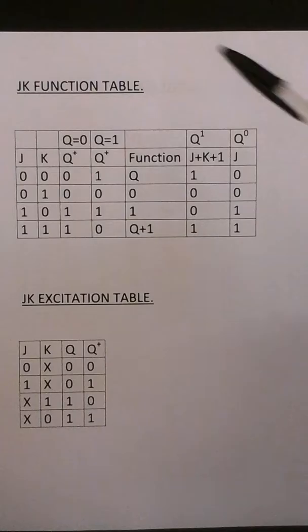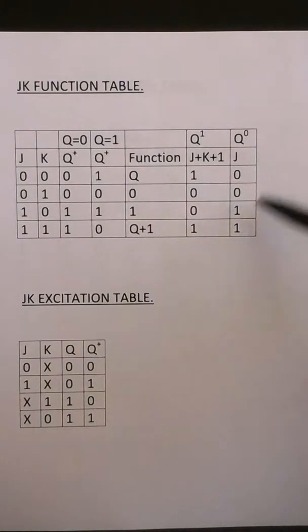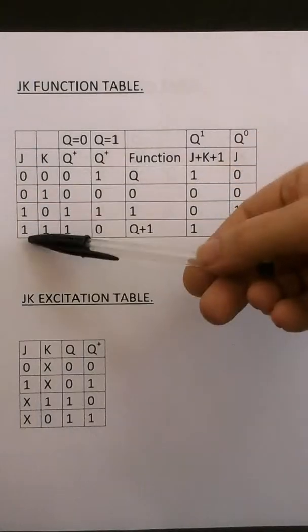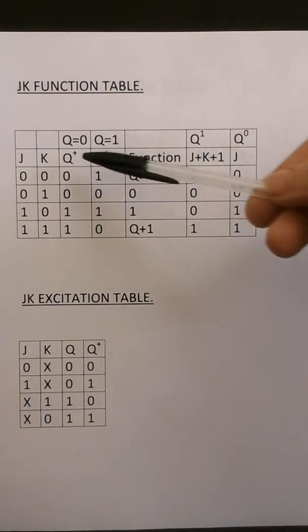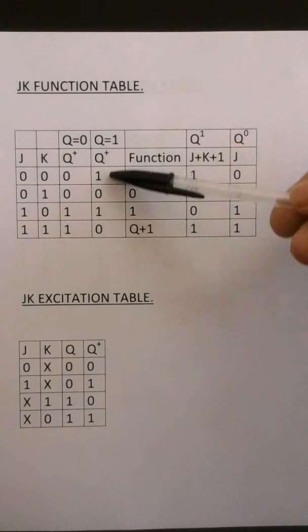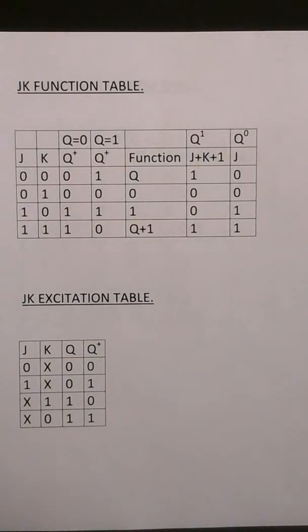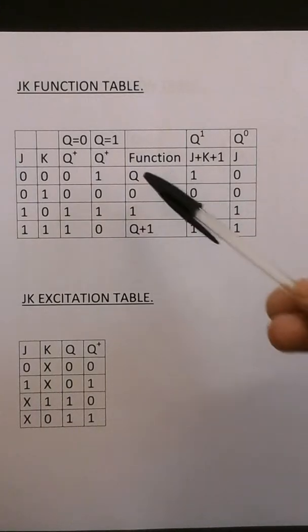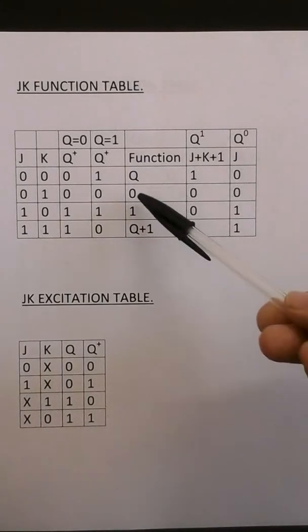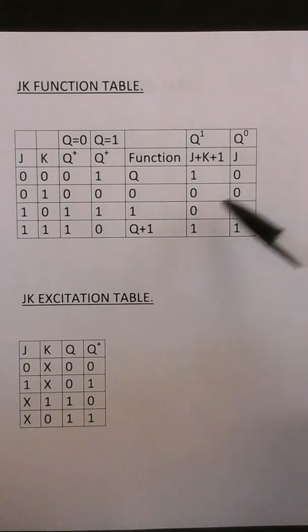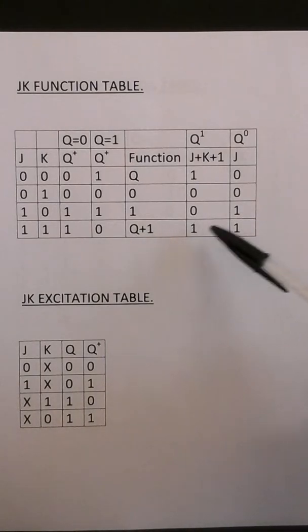So here I have the JK function table again. I've written it out slightly differently. Here are the j and k inputs. This is q plus when q equals 0, and this is q plus when q equals 1. Now I've taken the value of the coefficient of q to the 1 here, which is j plus k plus 1 modulo 2, and q to the 0, which is j. I've just rewritten that there. And the function is q plus 0, 0, 0q plus 0, 1, 0q plus 1, q plus 1, 1q plus 1.